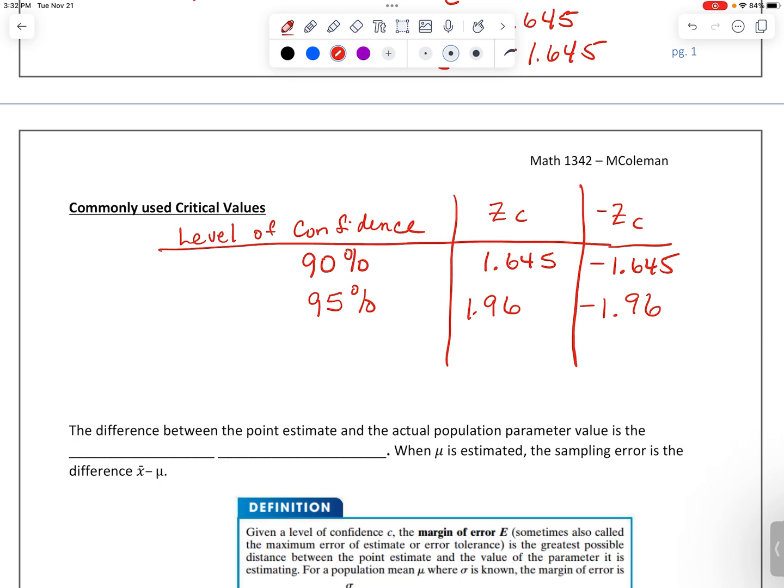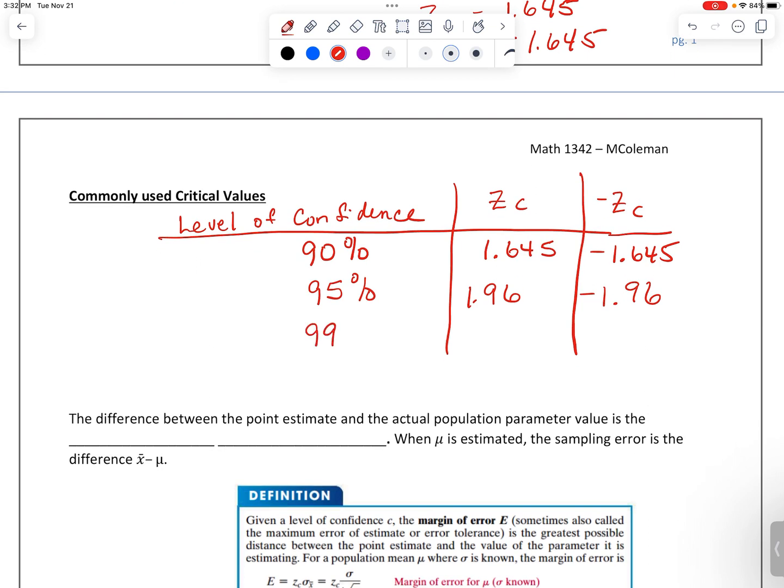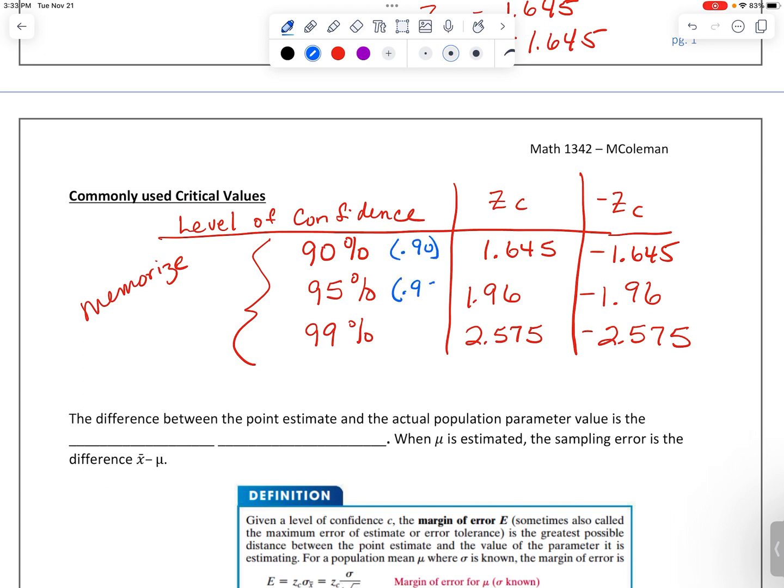And then the third common one that we use is 99%, which the positive one would be 2.575 and the negative one would be negative 2.575. So again, if you can memorize this, it's better for you. It's not that hard, but you can also always find it if you change the 90%, and make sure you do that. Don't forget that you're looking at 0.90, 0.95, or 0.99 under your standard normal table.